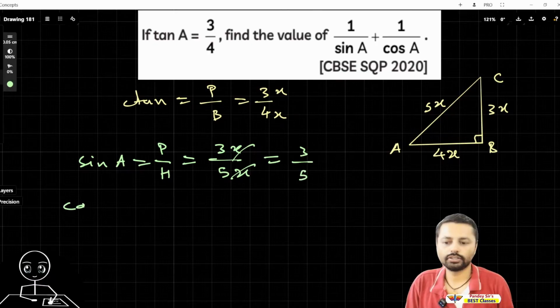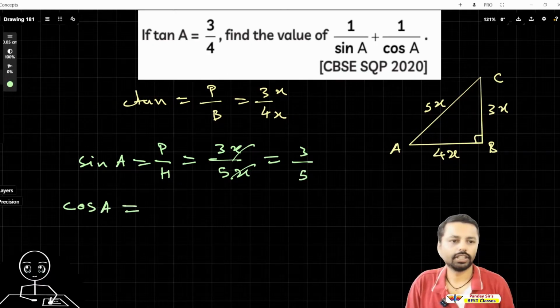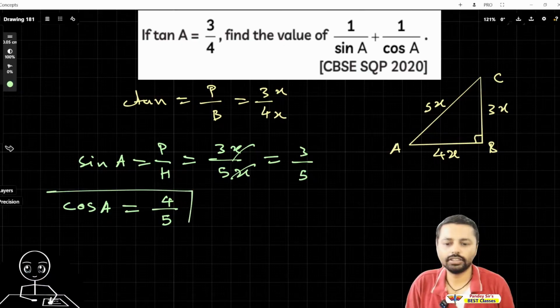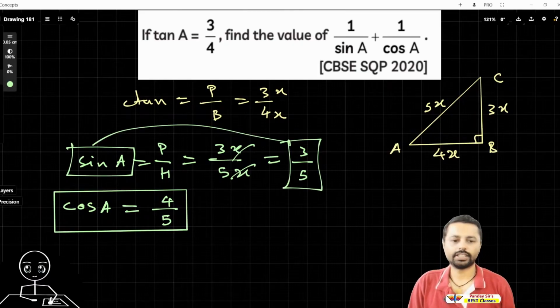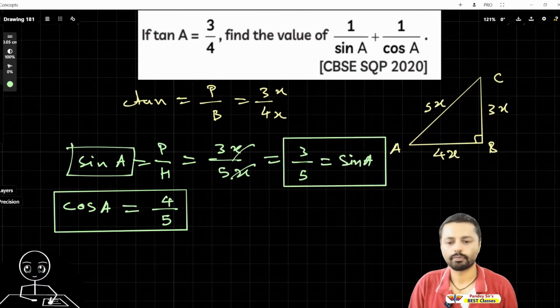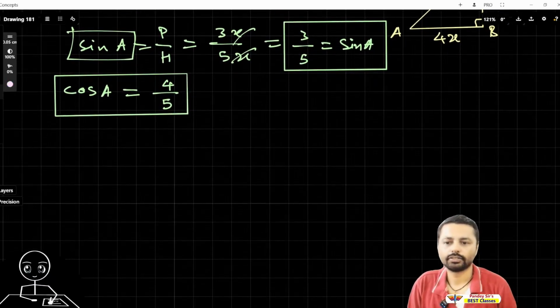Now cos A will be 4 by 5, like base by hypotenuse. So 4 by 5. Now these values are important. If you don't want to get confused later, you must find these values. Okay, that's the value of sin A. I'll write it in a better way. Okay. Now 1 by sin A plus 1 by cos A.